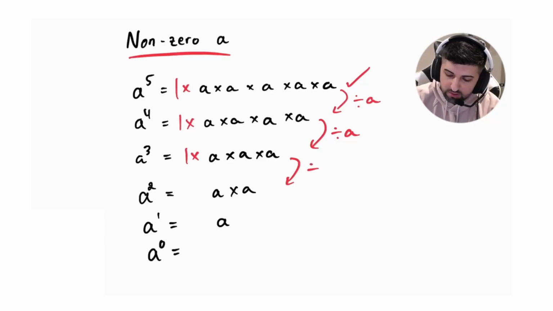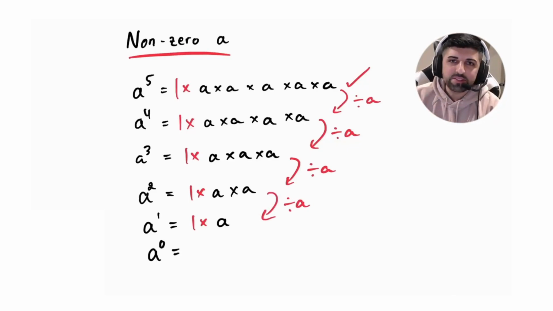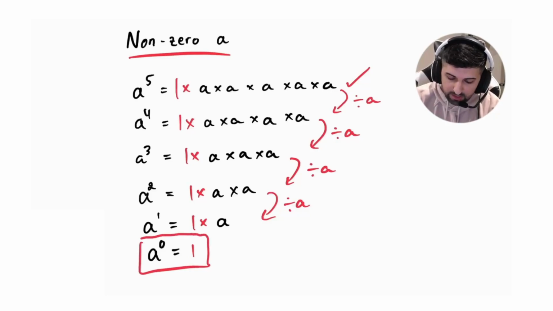Do it again for a squared. 2 a's in that sequence, put a 1. 1 a for a to the power of 1, but I'm dividing by a again. So what happens if I take out all of my a's? I'm still left with 1. So a to the 0 is 1.